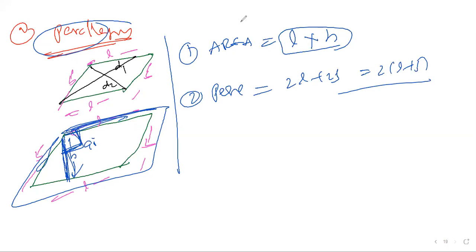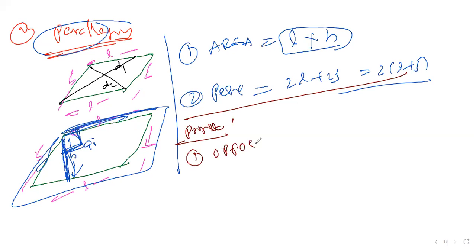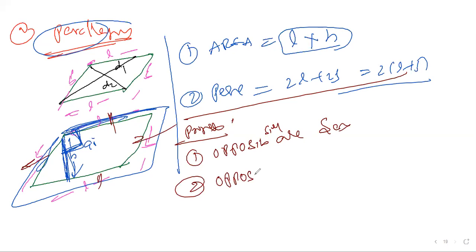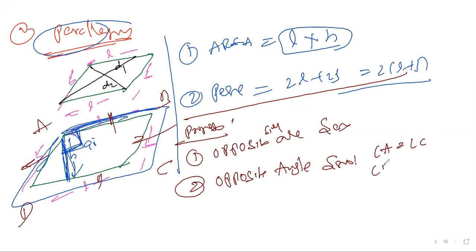Okay. Now we can take properties. I'm trying to introduce the properties. The first property is opposite sides are same, because this side and this side, the opposite sides, are same. Second one, opposite angles are same. Opposite angles means angle A, angle B, angle C, angle D. Angle A is equal to angle C and angle B is equal to angle D. Clear? Opposite angles are same.